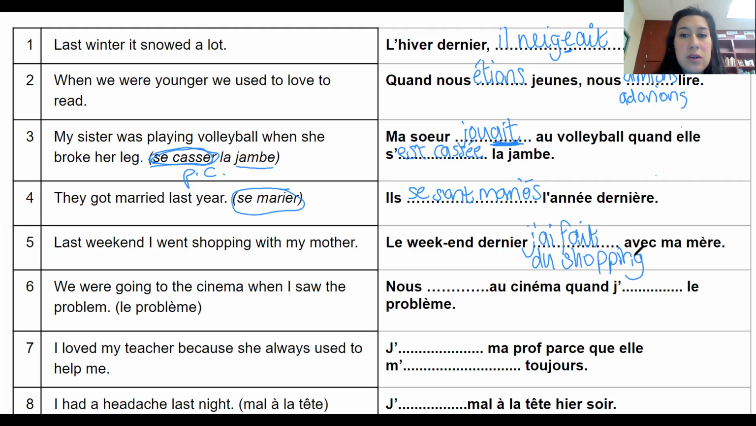Numéro 6, we were going to the cinema. So, imparfait. Nous allions au cinéma quand I saw. What is that? It's not regarder. Regarder is to watch or to look at. I looked at the problem or I watched the problem. No, I saw the problem. It's the verb voir. So, quand j'ai vu le problème.